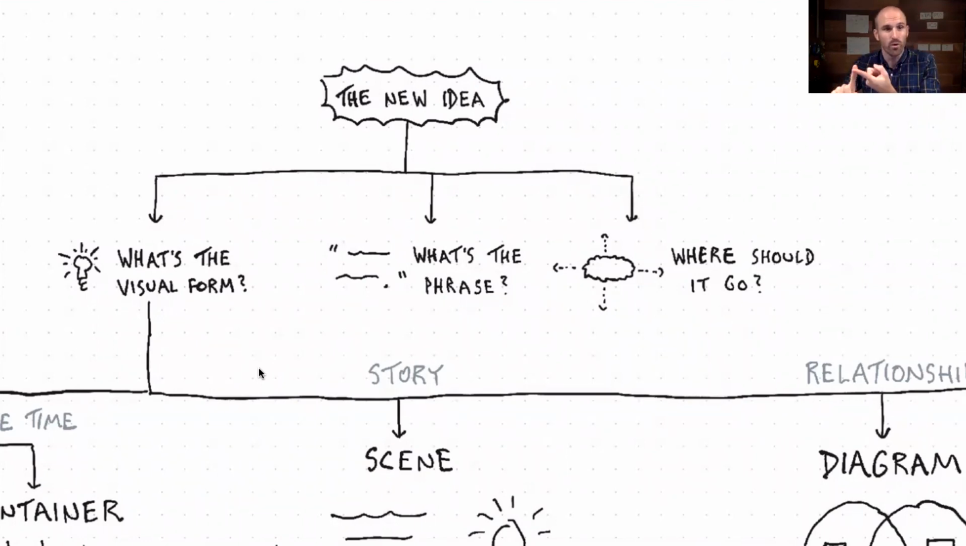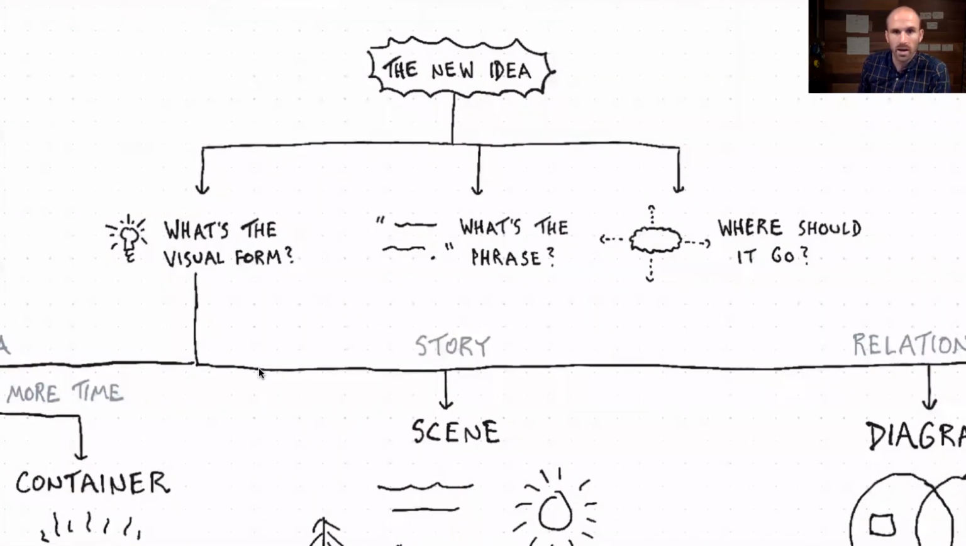What's the visual form of the idea? What's the phrase? So what's the text that I do want to include somewhere within the sketch note? And where should it go on the page? And within this diagram that I've created, I kind of spend all my time in the what's the visual form section, because the phrase is something that I kind of filter and determine in the moment. And then where it goes on the page is determined by the specific process that I'm using.